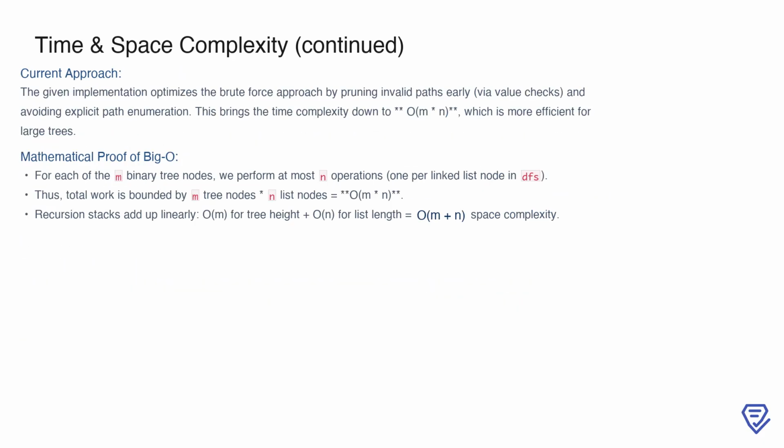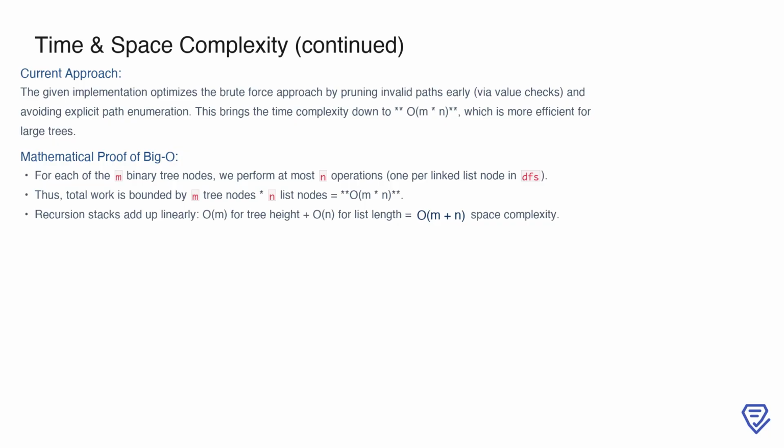The current approach improves upon the brute force method by optimizing path validation. Instead of enumerating all possible paths, it prunes invalid paths early using value checks. This optimization reduces the time complexity to O(m*n), which is much more efficient for larger trees.